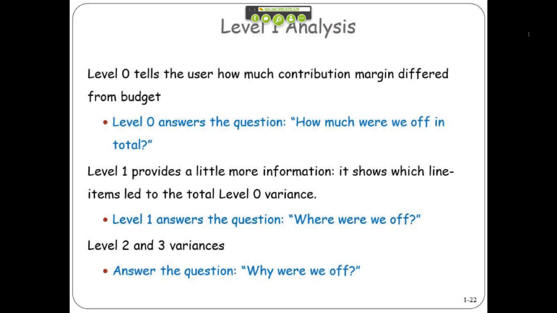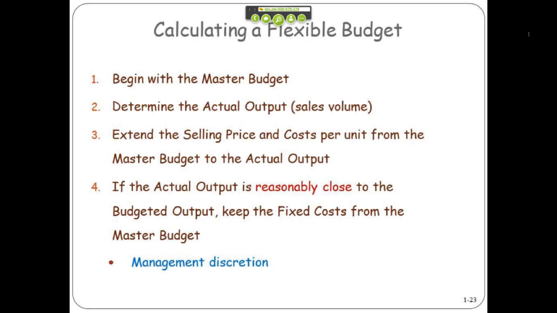So the level 0 was just how much were we off? We were off by what, 72,000? I forget the number now. Level 1 answers the question, where were we off? And then the later levels will answer the question, why? So the first thing we need to do is calculate a flex budget. You start with the master budget. You then look at your actual output, and then you extend all of your line items from the master budget except you use the actual output.